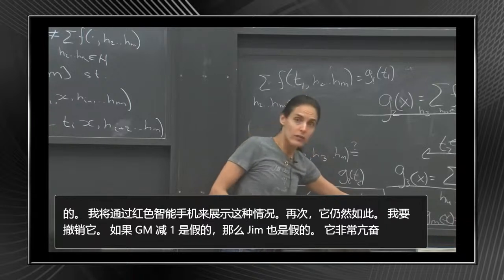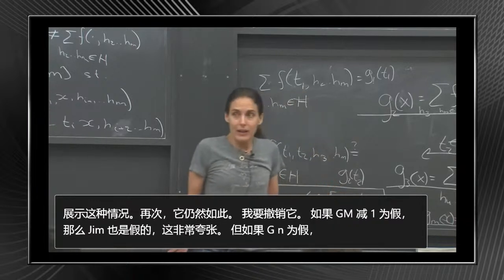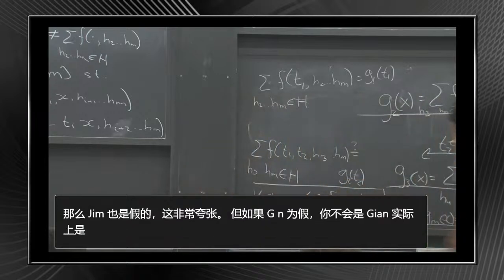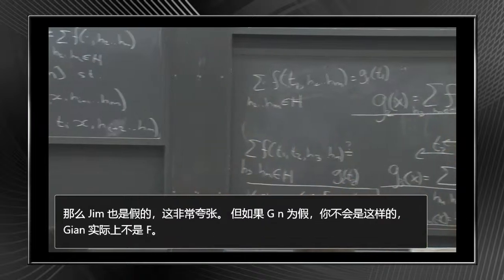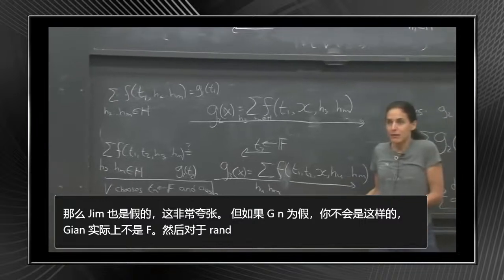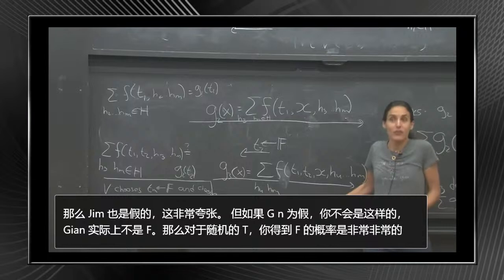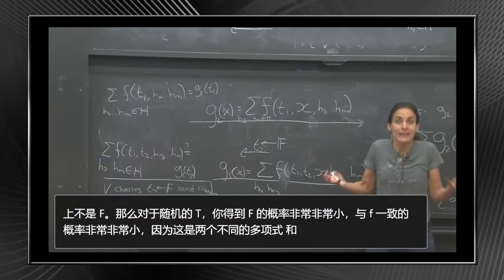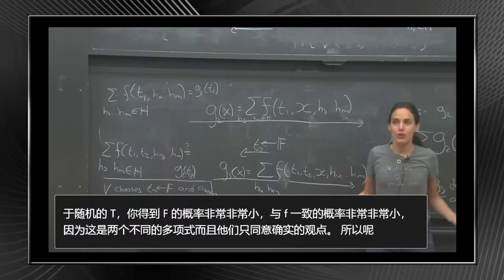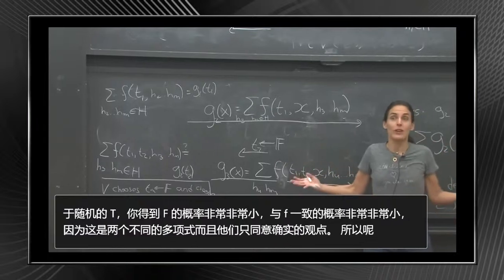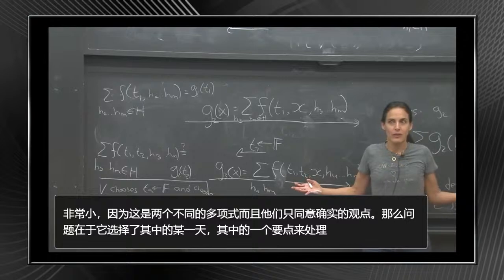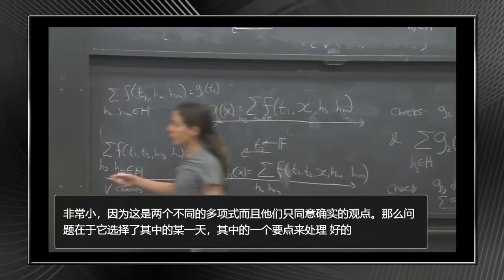But if G_m is actually not F, then for random t, the probability that you'll be consistent with F is very, very small, because these are two different polynomials and they agree only on d points. So what's the probability that you chose one of these d points? It's d over |F|. Okay, so let me be a little more formal now.